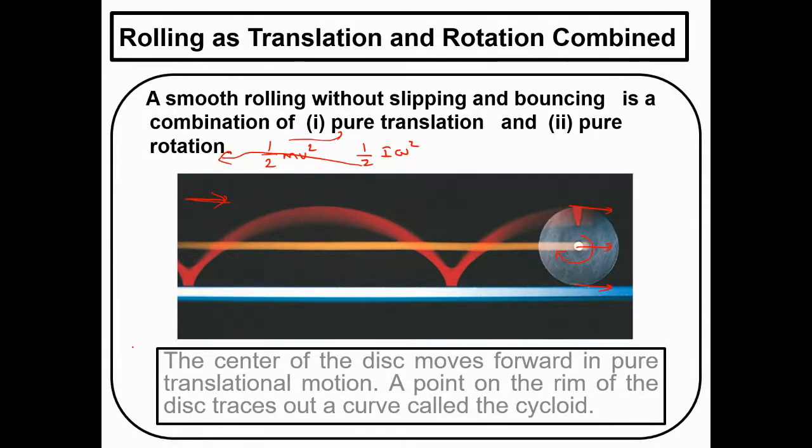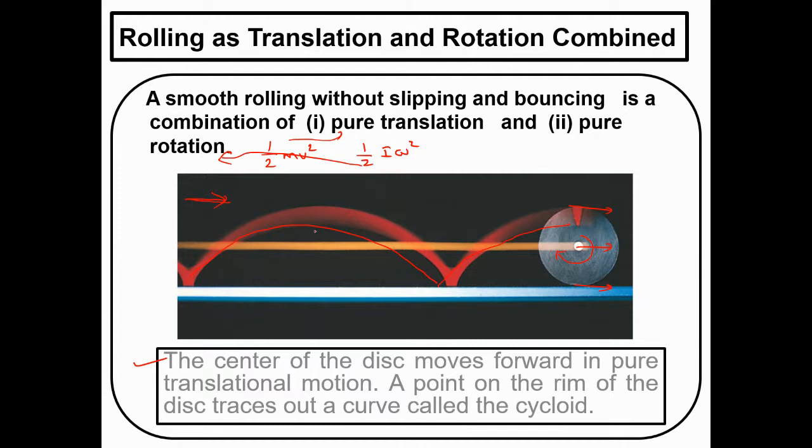Now, if you see this box, what is given here? The center of mass of a disk moves forward in pure translational motion. The point on the rim of the disk traces out a curve called a cycloid. You can see here, when the disk is rolling, it forms some traces. So this is called a cycloid. So when the disk keeps rolling on the surface, what will happen?